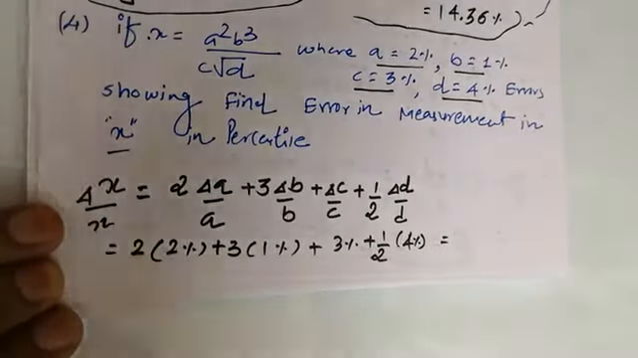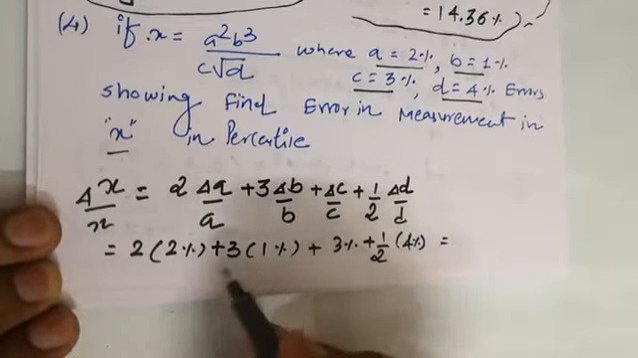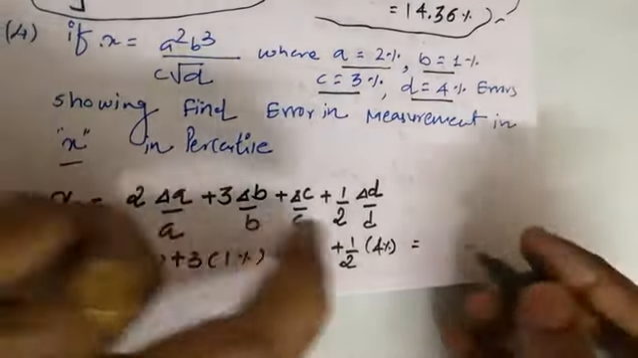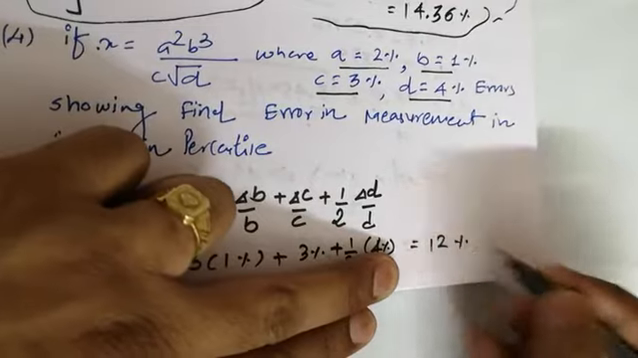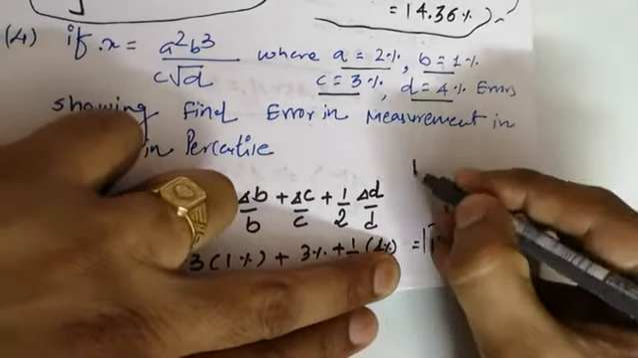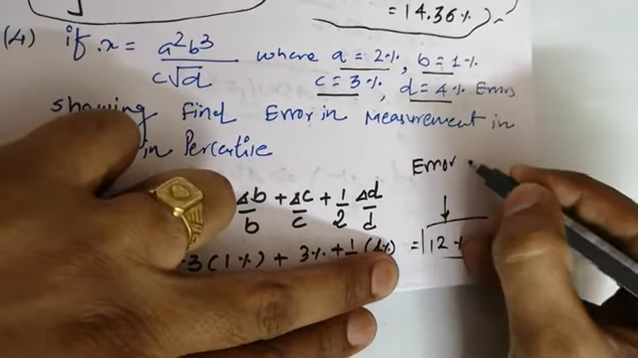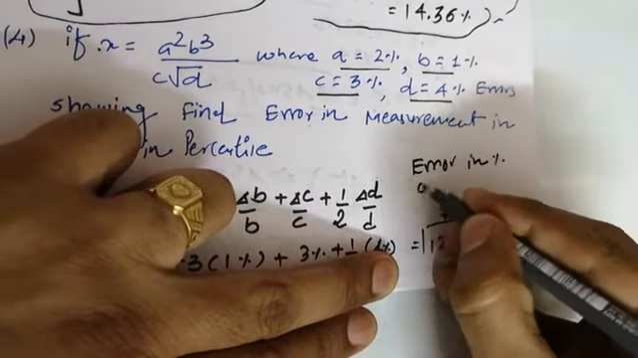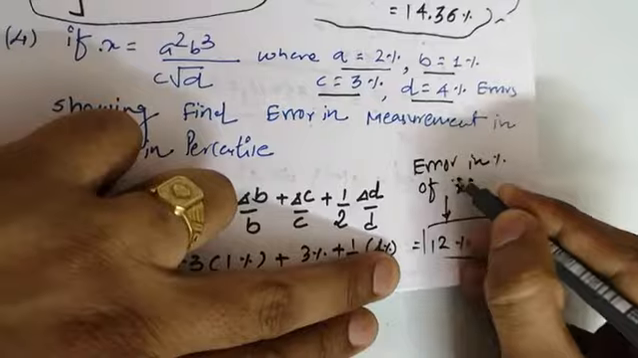So it may give you 2 and 3 is 5, 5 and then 6 is 11, and 1 more is 12, which would lead to 12 percent. So this is the error in percentage of x, which we have just found. So this is how you can calculate your different types of errors.